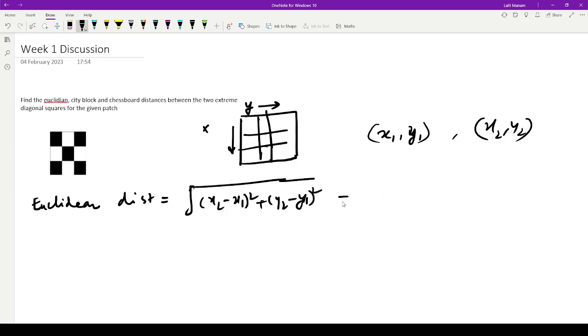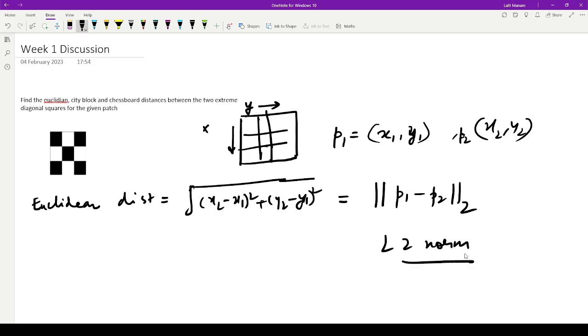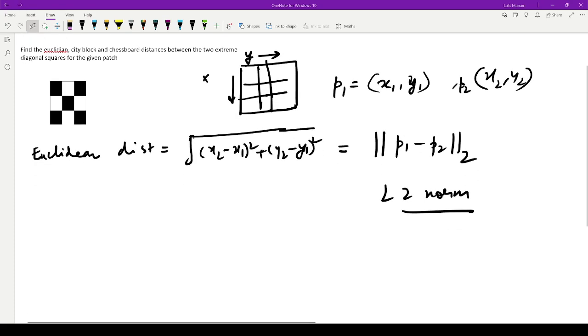It's like taking what kind of norm? It's taking the L2 norm, right? Are you people aware of the L2 norm? No, sir, we don't know about that. Okay.